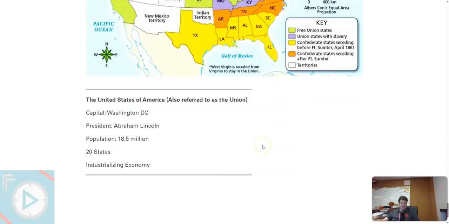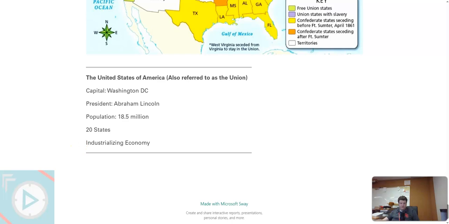Now, the United States of America, the North, also called the Union, has its capital still in Washington, D.C. The President is Abraham Lincoln. We're looking at about 20 states, 18.5 million people, and an industrializing economy. They have more factories, more manufacturing, more production of goods. Whereas the South grows cotton and ships it to be manufactured somewhere else, the North manufactures things and ships them out into the world or sells them within the country for profits. It's one of those Industrial Revolution concepts.